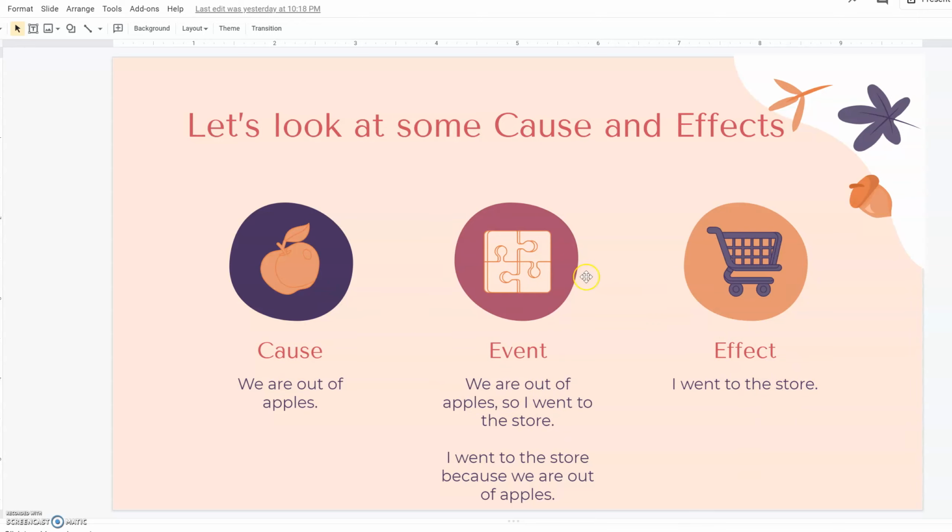You can also write this the other way. I went to the store because we are out of apples. That does not change what is the effect and what is the cause. Okay, so we want to pay attention to what happened first, not what is written first, right? So we ran out of apples, and after I found out, I went to the store. So we ran out of apples, so I went to the store, or I went to the store because we are out of apples, okay?